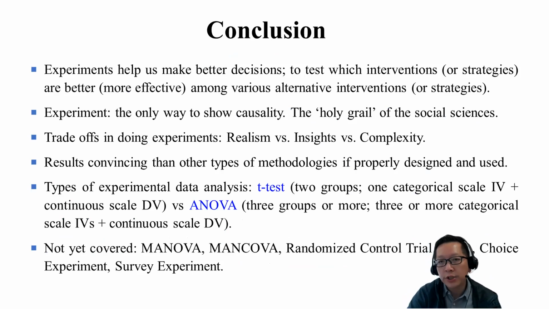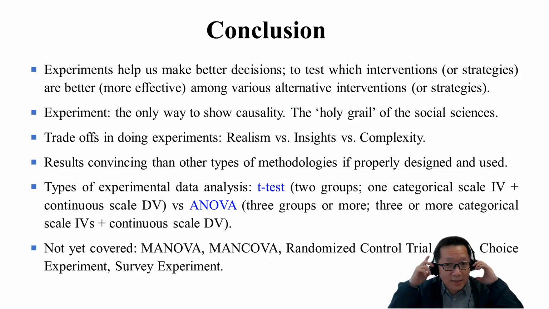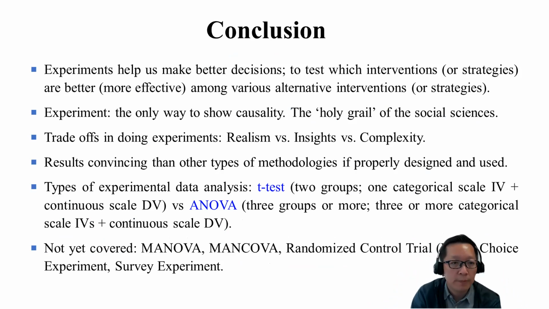So in conclusion, experiments are wonderful, they're amazing. They can help us make better decisions, to test interventions, programs, policies, strategies, to know which one works better than the alternatives, right? And experiment is the only approach or the only method to allow us to show causality. It's called the holy grail of the social sciences. Not everyone agrees, but in general, people agree that experiment is very powerful.